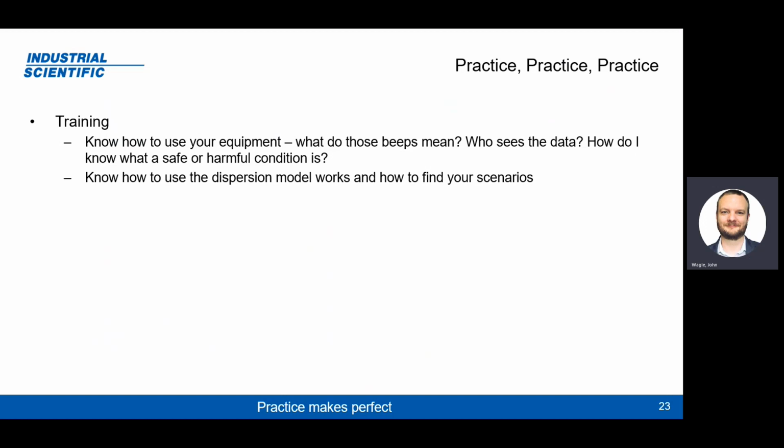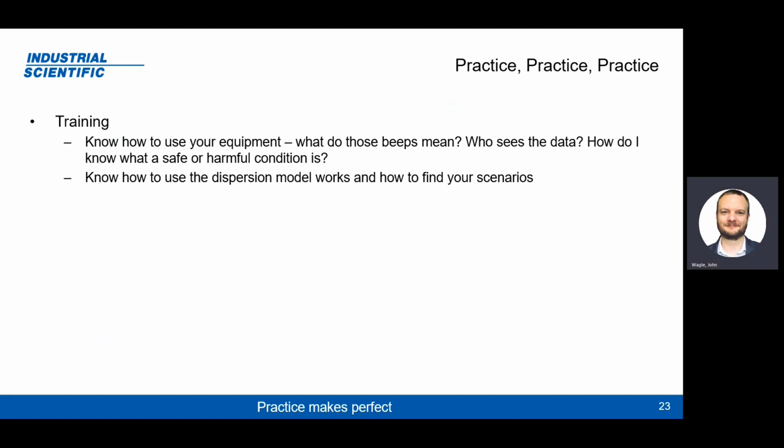Number one, when it comes to training, is you have to understand your equipment. What does it mean when it beeps? What does it mean when it beeps 3 times? Who will actually see this data? How do I know what's safe or what harmful is? What is the concentration of the gases on site that are lethal? Stuff like that is critical. And again, it's very easy to forget this stuff during an emergency. The more you've practiced it, the more your brain has to rely on during the emergency to move forwards.